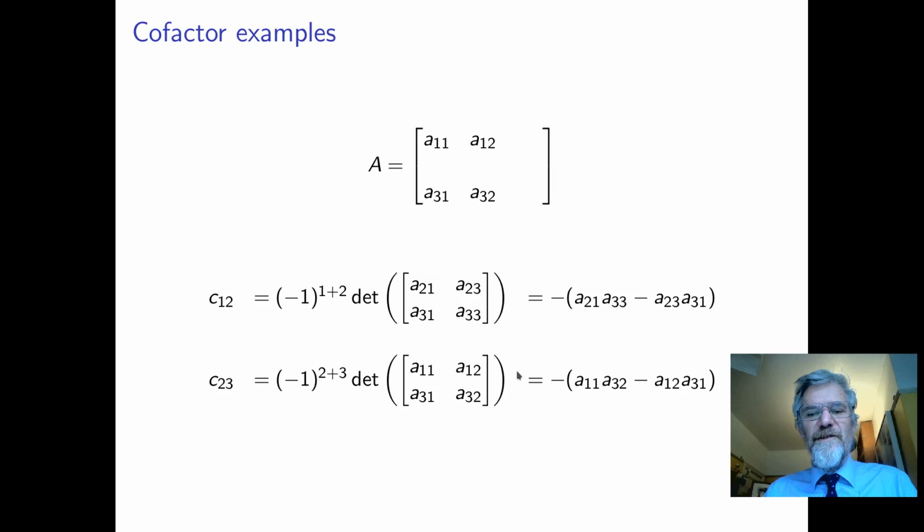2 plus 3 is odd, so it has a minus sign in front of it. So I can work out all these cofactors. You might have noticed that in my formula for the determinant of the 3 by 3, I didn't have to use all of them, but you can use them all. You can work out the determinant in several different ways using all the cofactors.